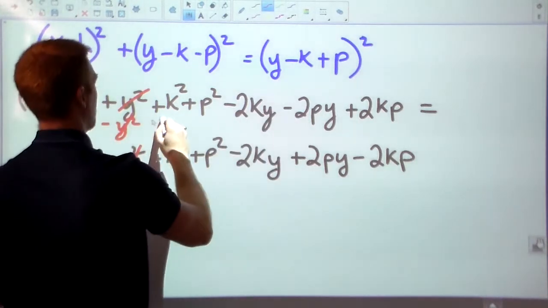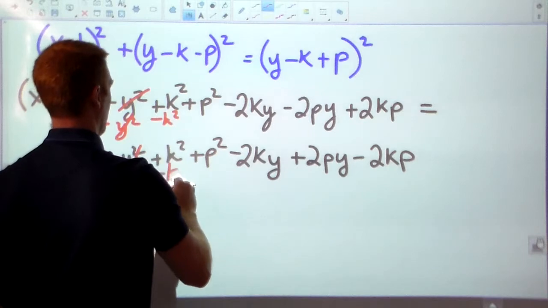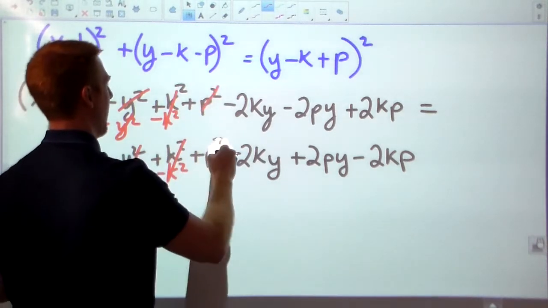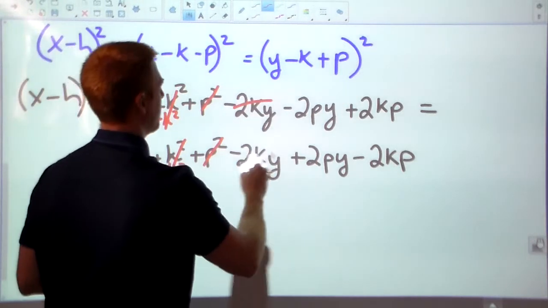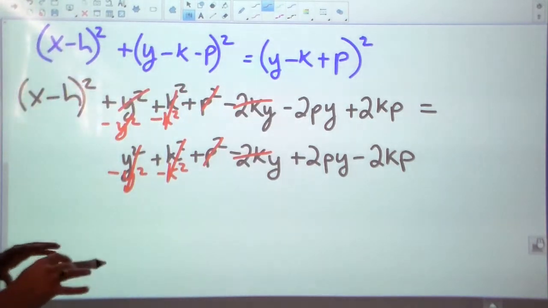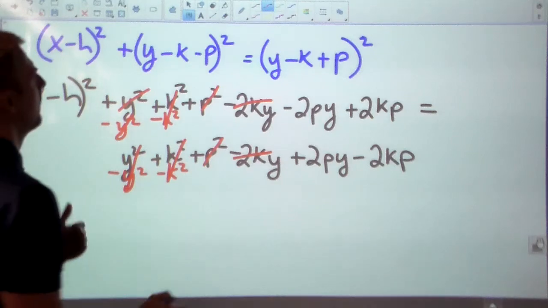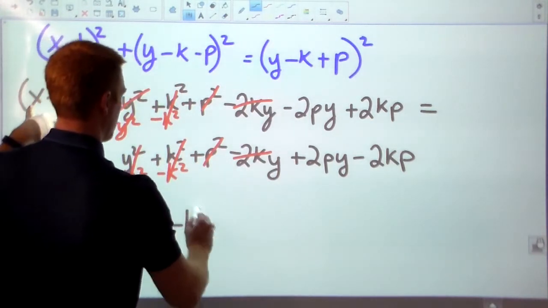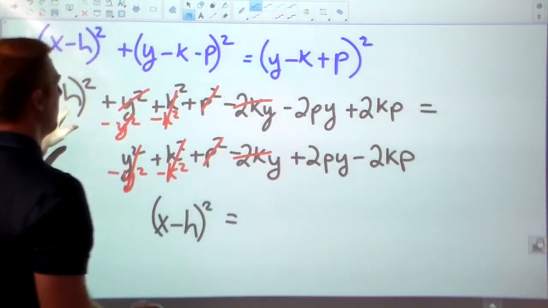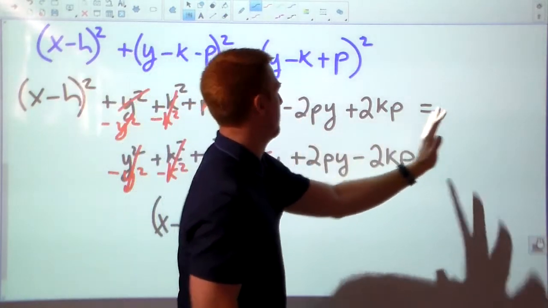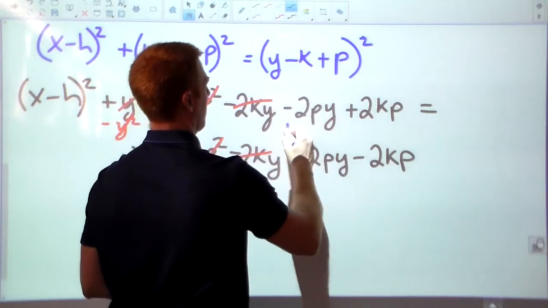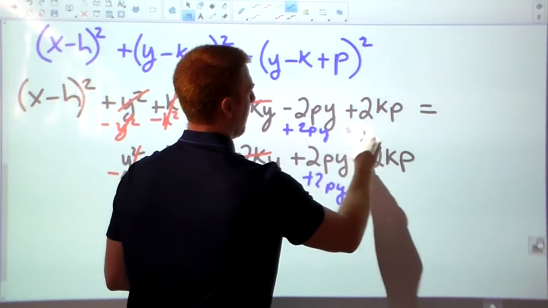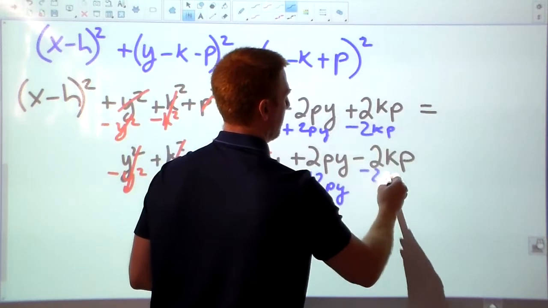You can subtract k squared on both sides, and that will go away. Anything that's the same on both sides, you subtract it out and it's gone. So all this stuff, I put those together on purpose. All those things are now gone. At this point, I would keep (x minus h) squared over here and move these two to the opposite side. So let's show how that would go. That'd be plus 2py on both sides and minus 2kp on both sides.